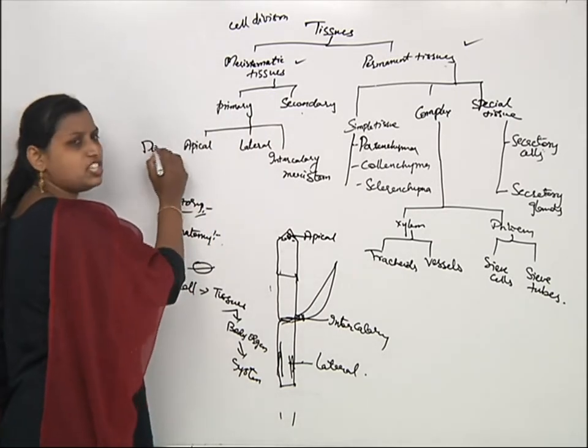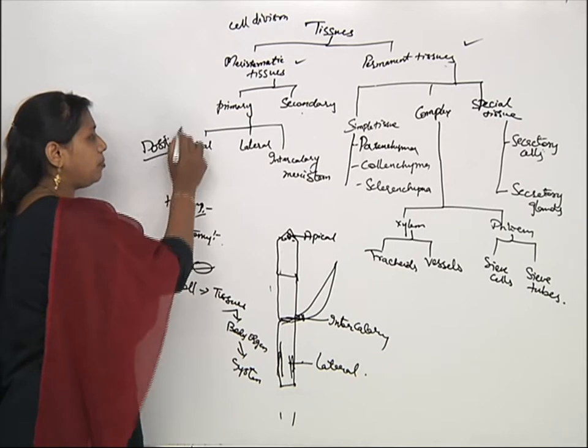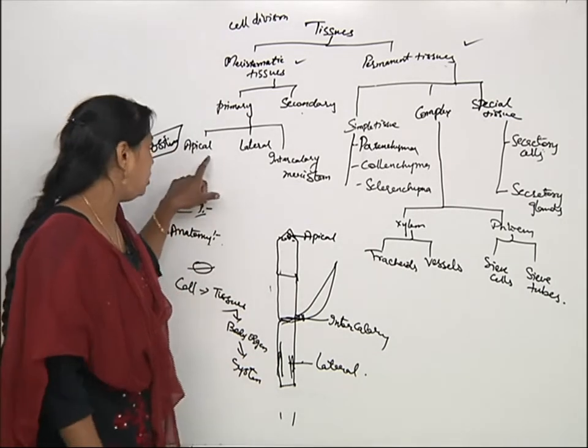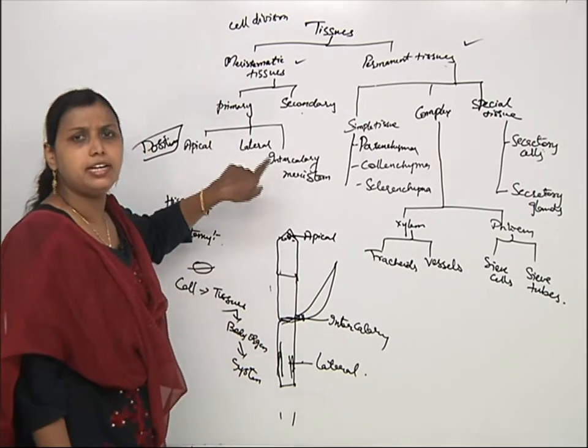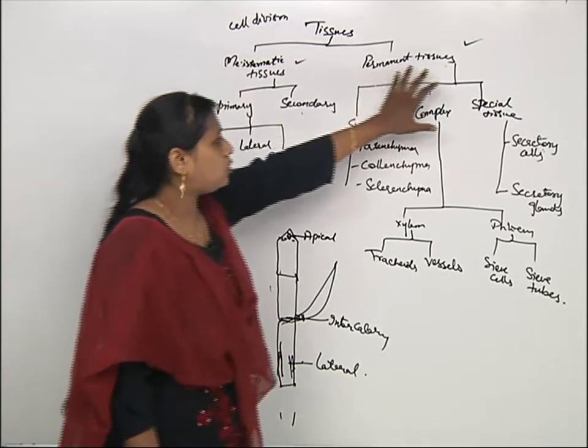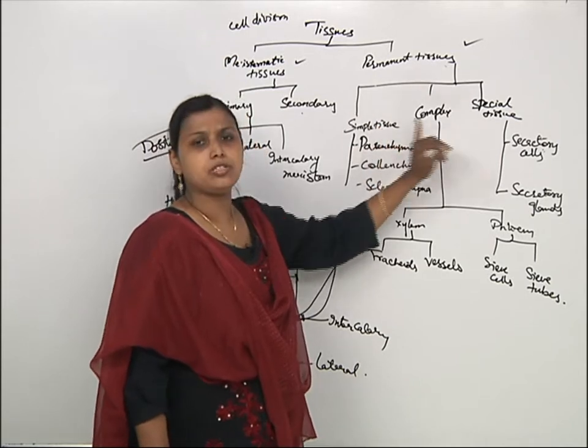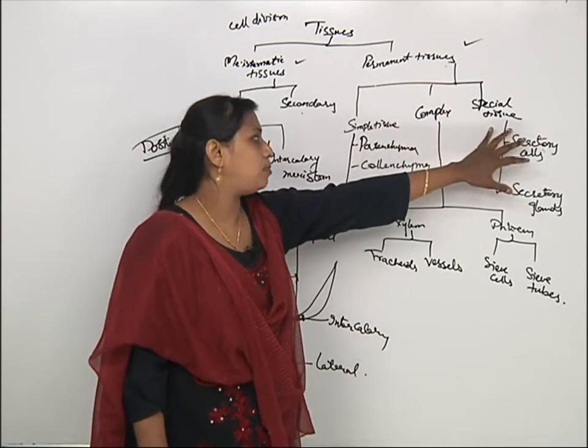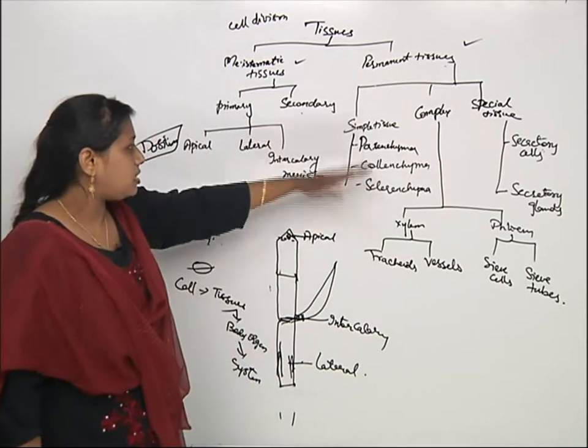Now, meristematic tissues are again divided into two, primary and secondary meristems, and again the primary meristem, on the basis of its position in the plant body where it is present, is divided into apical meristem, lateral meristem and intercalary meristem. Permanent tissues are of three types: simple tissues, complex tissues and secretory tissues, or special tissues. These we will study in detail later.